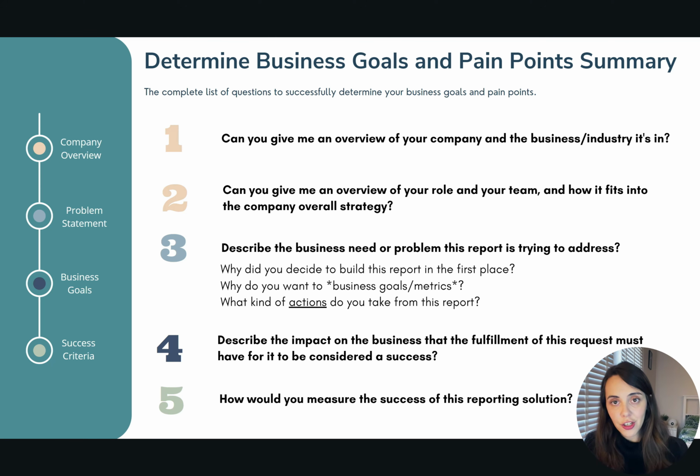And following up on this question, you should go deeper and ask things like, why did the business decide to build this report in the first place? Why do they want to see these specific metrics or insights in that report? And what kind of actions do they need to take or to drive from this report? You should also evaluate what success looks like for this particular report. And the fifth and final main question is basically finding a way to measure the success of that reporting solution. The answers to these questions should give you enough information for you to successfully determine your business goals and pain points.